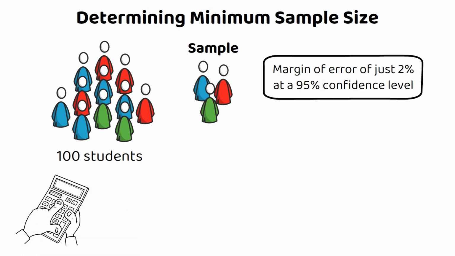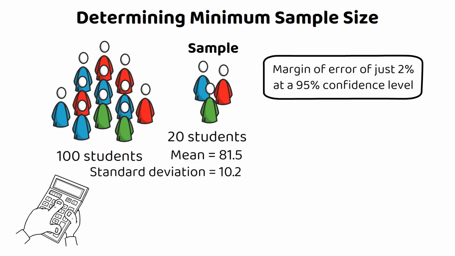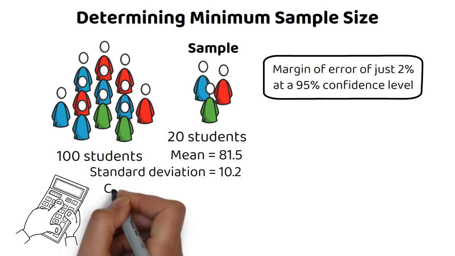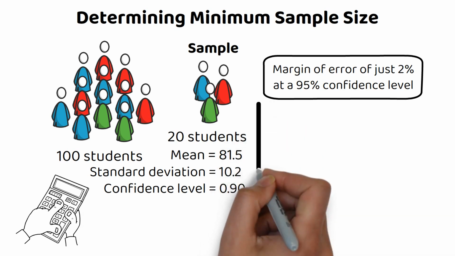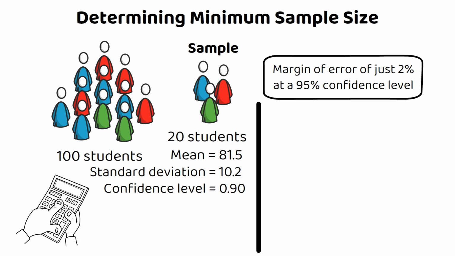A random sample of 20 students has a test score with a mean of 81.5 and sample standard deviation of 10.2. Construct the confidence interval for the population mean to a confidence level of 90%. Here are the given data. Sample mean is 81.5. Sample standard deviation is 10.2. Sample size is 40. Confidence level is 0.90.